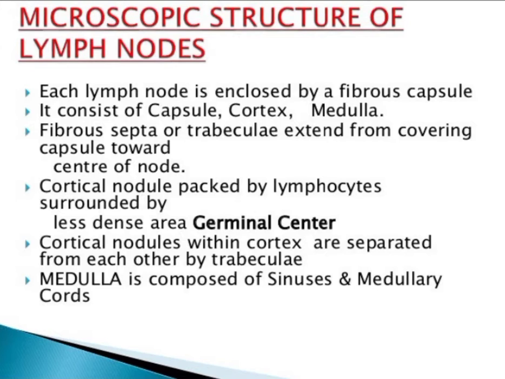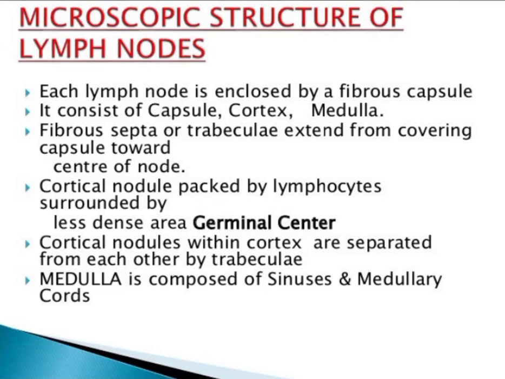Then we are going to discuss the microscopic structure of lymph nodes. Each lymph node is enclosed by a fibrous capsule. It consists of the capsule, cortex, and medulla. In the previous slide we saw the picture of the structure of the lymph nodes, but now we are going to discuss the structures that are given in the lymph nodes.